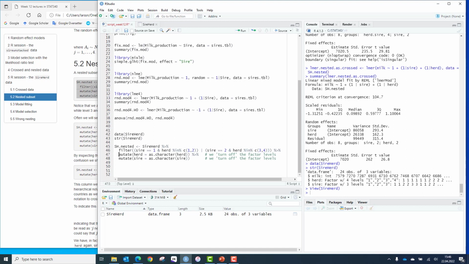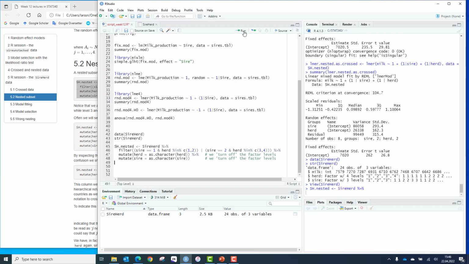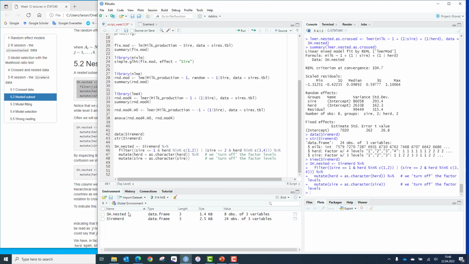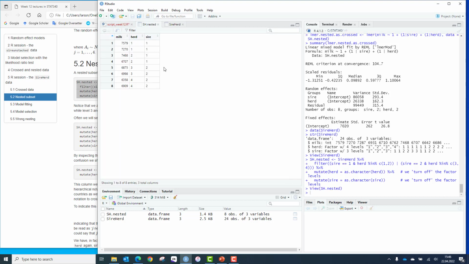And then I mutate so that we lose all this factor information, because notice now I only have sire 1 and 2. Sire number 3 is left out. But sire will still be a factor with 3 levels unless I eliminate the whole factor property, you could say. So let me run this line here and let's have a look at this sire herd nested. Much smaller table. And notice now we have only 2 sires, 1 and 2, but we have 4 herds.